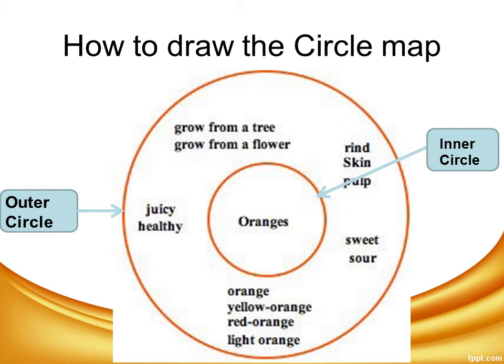Therefore, the inner circle is the main thought, and the outer circle is anything they can think about dealing with that main thought. Anything and everything goes within a circle map, so it's okay if it's a picture, it's okay if it's just a random thought, it's okay if it's a connection to their own life. Anything and everything will go into that circle map.